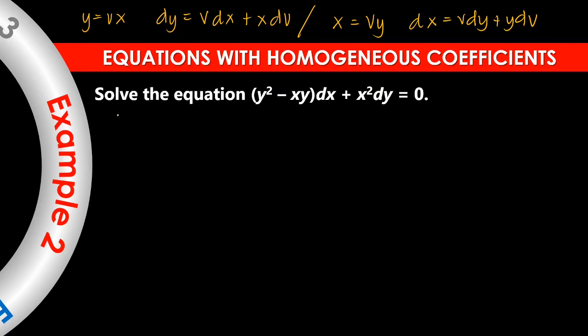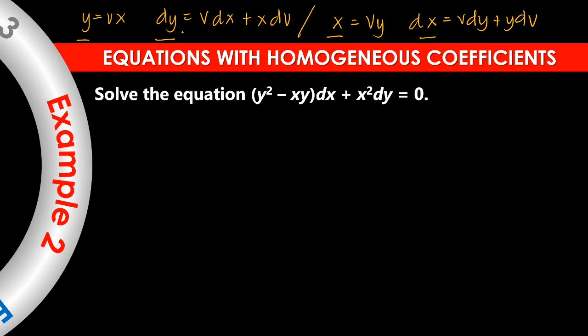So let us solve. Which are we going to use, y equals vx or x equals vy? Remember, if you replace y, you have to replace dy, and if you replace x, you will also replace dx. But both dy and dx will be replaced by two terms. So either you use dy or dx, the resulting substitution would have two terms.